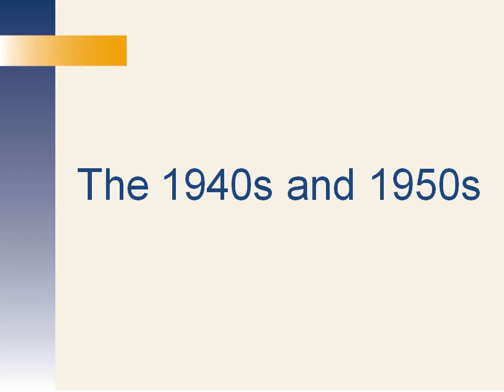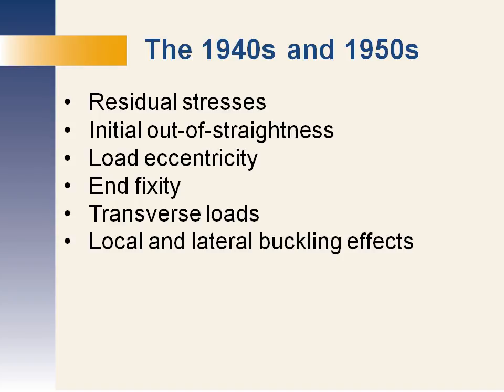Moving forward, considerable research was undertaken in the late 1940s and 1950s. This research broke ground on things like residual stresses and other factors. Those factors included initial out of straightness, the eccentricity of the load, the end fixity, transverse loads, and the effect of local and lateral buckling on column strength. The Column Research Council, which is now known as the Structural Stability Research Council, or SSRC, published column strength curves. And these curves and their refinements are still what we use as the basis for many code provisions today.